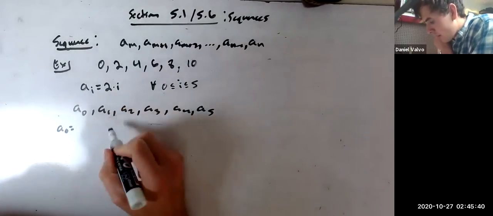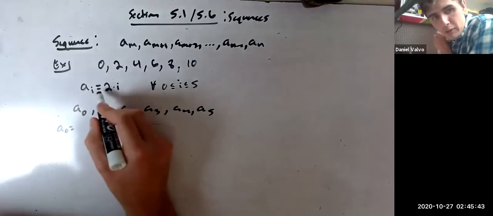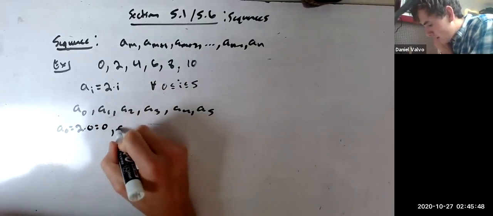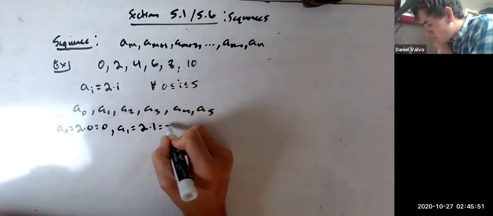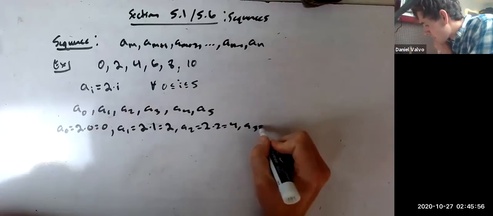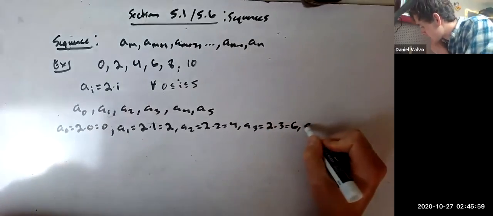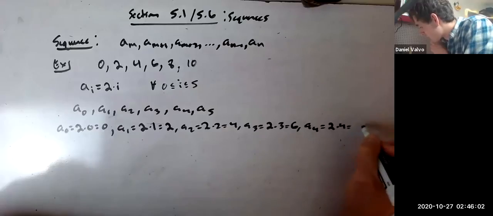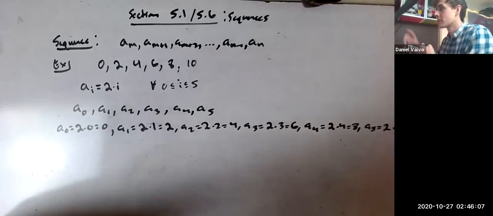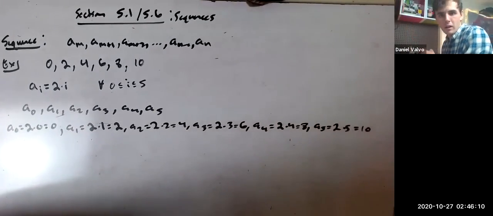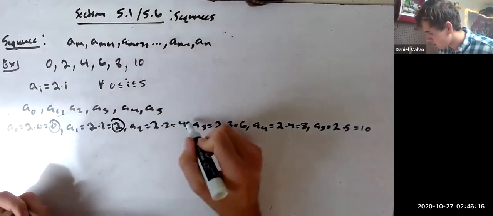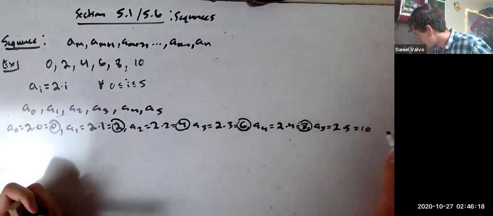Now, A0 is supposed to be 2 times 0 if we follow this formula, which is 0. A1 is 2 times 1, which is 2. A2 is 2 times 2, which is 4. A3 is 2 times 3, which is 6. A4 is 2 times 4, which is 8. And A5 is 2 times 5, which equals 10. And so we get 0, 2, 4, 6, 8, 10.